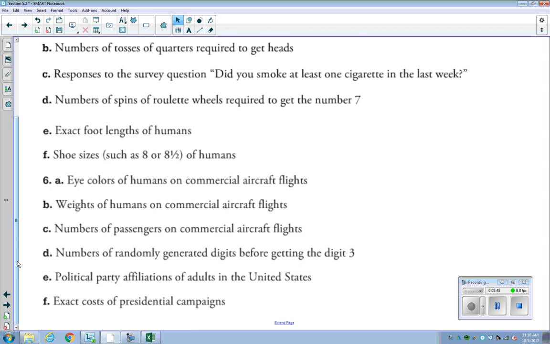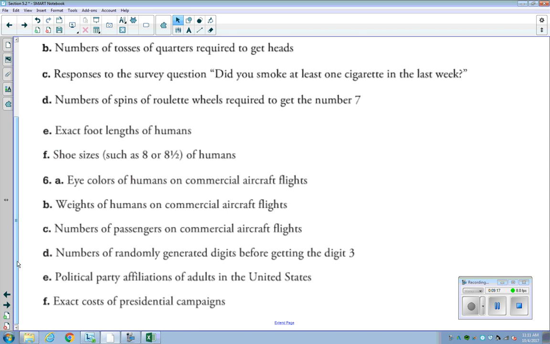And the number of randomly generated digits before getting the digit 3. Discrete. Political party affiliations of adults in the United States. Not a random variable. How about the next one? Exact costs of presidential campaigns.